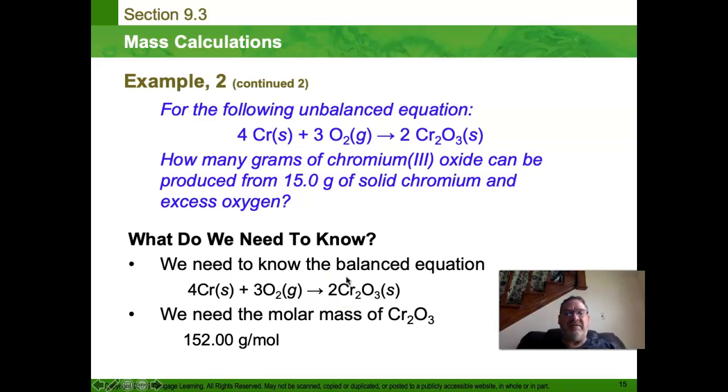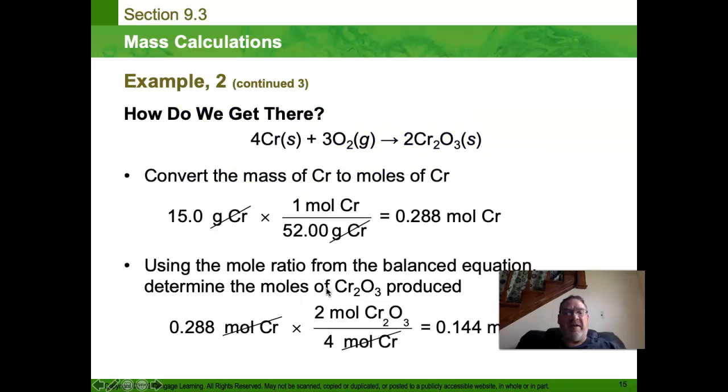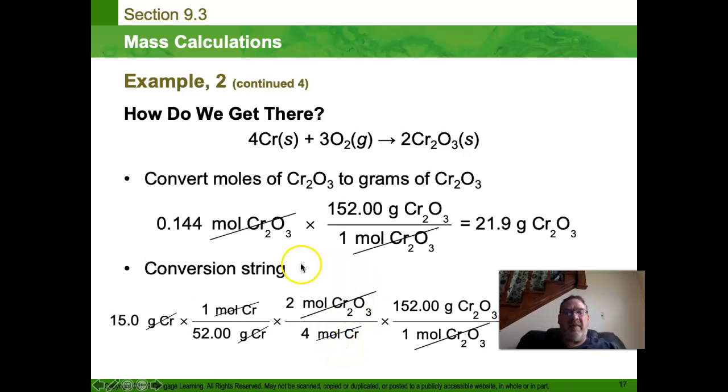We've got our equation, our information. Look at how this is set up. The 15 grams of chromium, we convert to moles of chromium. The moles of chromium, we convert to moles of the chromium oxide. Again, there's that mole ratio. And then finally, the moles of chromium oxide to the grams of chromium oxide. And you can see how that's all put together.